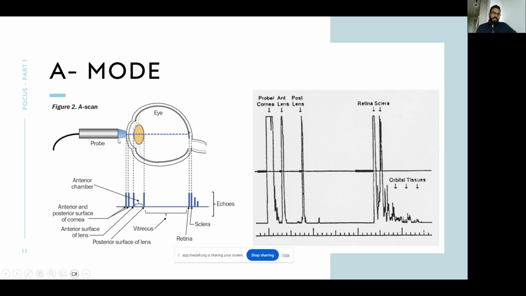So this is what happens. When you use the ultrasound probe, you can see that each of the layers is showing up a peak. This is an example of the A mode ultrasound in the eye. And you can see the peak corresponding to the probe, the cornea, the anterior lens, the posterior lens, the retina, sclera. Now, one of the uses for A mode in the eye is if you have to calculate the lens power that is required when you're replacing the lens in cataract surgery. So if you know the distance of the eyeball, you can basically calculate the power of the lens that you need. So that is one of the uses for A mode.